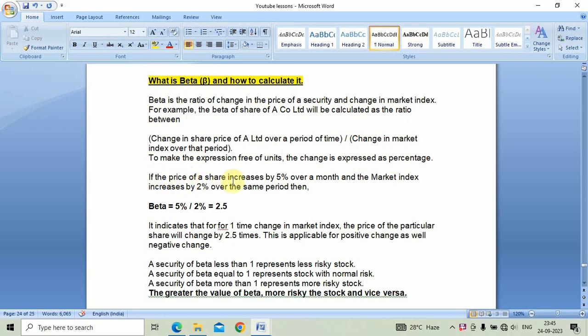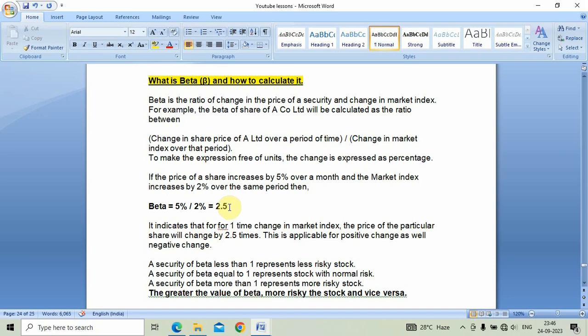If the price of a share increases by 5% over a month and the market index increases by 2% over the same period, then beta equals 5% divided by 2% equals 2.5. It indicates that for one-time change in market index, the price of the particular share will change by 2.5 times. This is applicable for positive change as well as negative change. So, if the market index decreases by 1 time, the price of the share will decrease by 2.5 times.